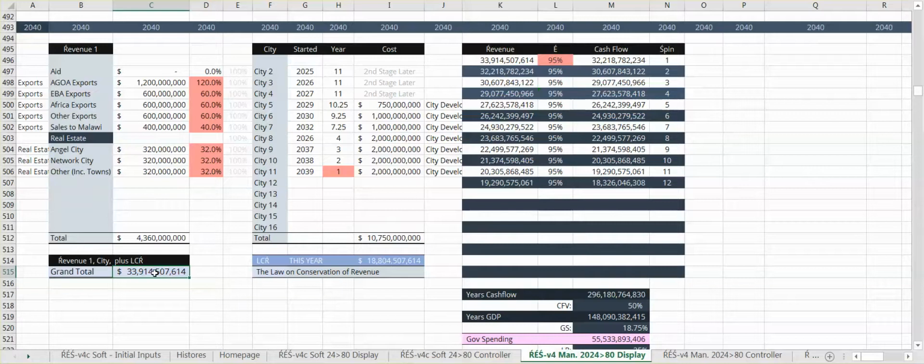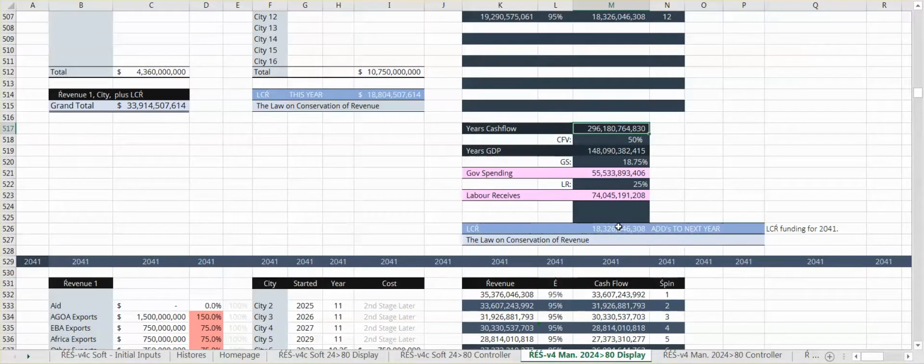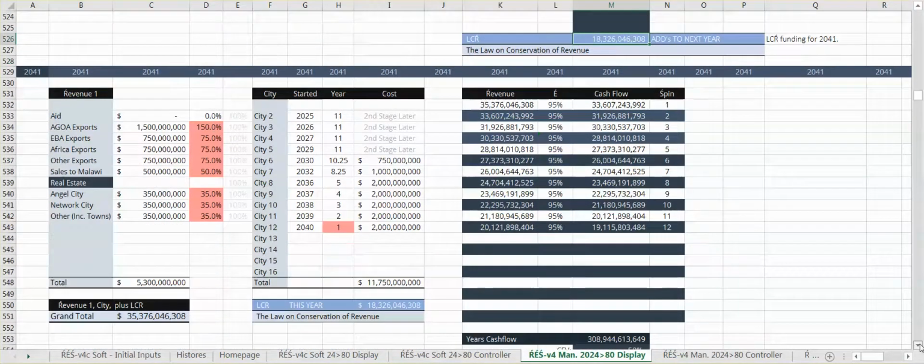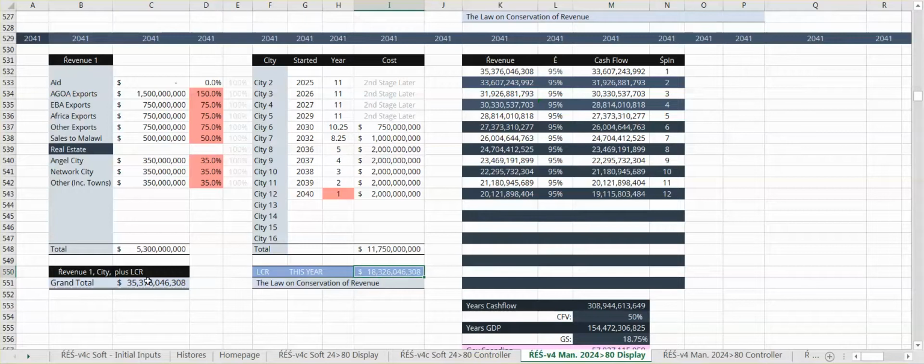Okay, where after this plus other revenue follow, E95 and Spin 12 creates 296 billion in cash flow and a kitty of 18.3 in LCR funding for 2041, which, as we know, continues to here, is calculated in here and becomes a factor of here. Right, steady progress is then made until another more extreme recession and depression is predicted in 2043.